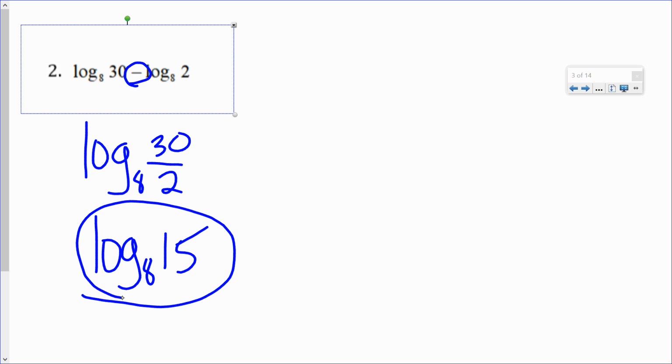I don't know why I skipped number 1, by the way. We'll go back to number 1. But if I see subtraction, it becomes division. I write the log once with whatever base is given. And then, again, because subtraction becomes division, I just divide the first number by the second number.